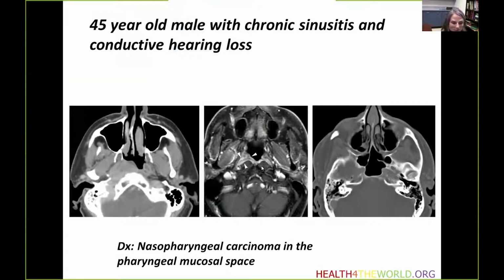Okay, so we're going to stop it here, and then we're going to move on to the coronal. Next slide. All right, so next slide now.